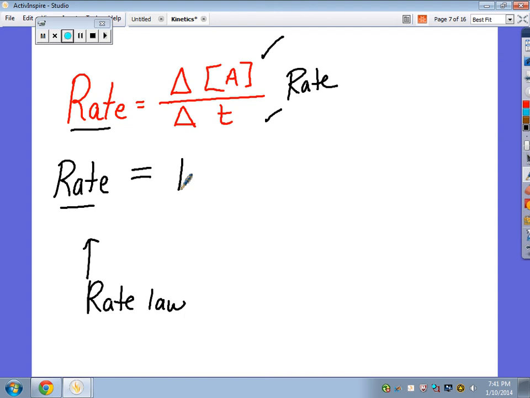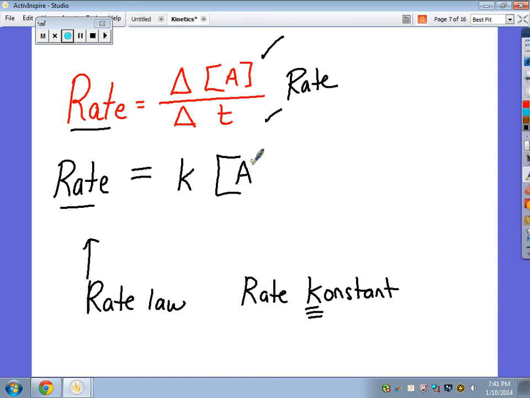All right, so rate is equal to k, which is called the rate constant. And I know I'm misspelling it, but I'm doing it on purpose because baby k goes with kinetics. Capital K goes with equilibrium, right? Remember that? So this is baby k, and that's equal to, not the change, sorry, it's equal to the concentration of A to a power. That power is going to be a number. So this is rate law.